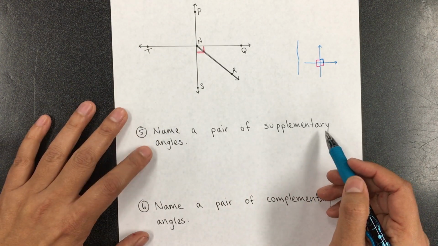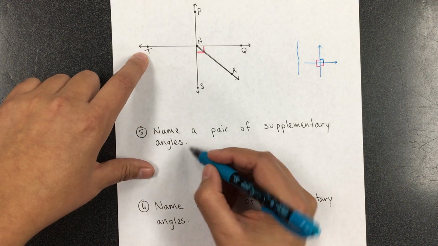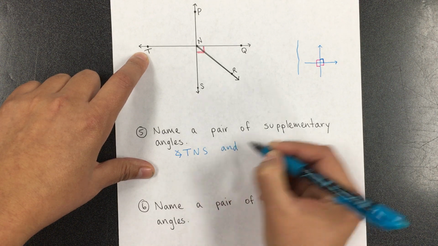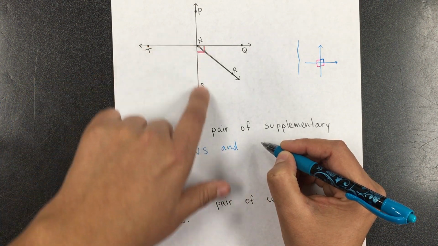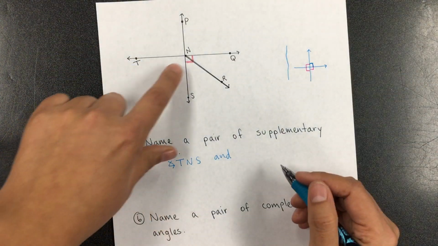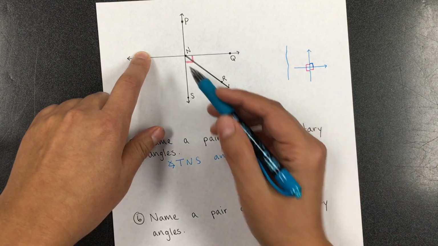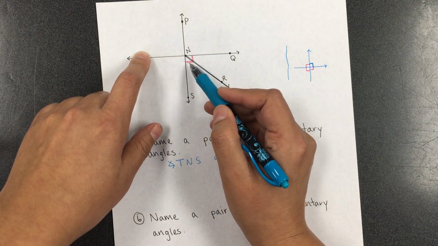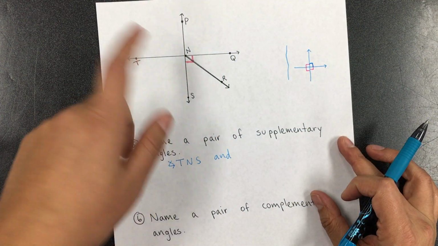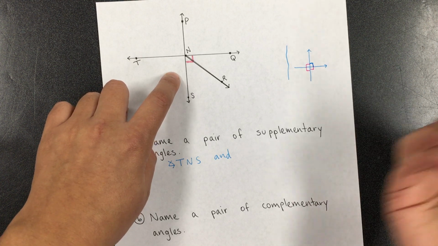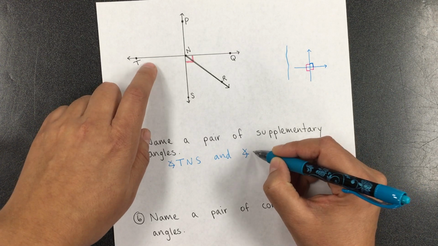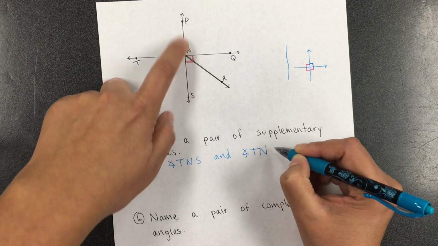So it says name a pair of supplementary angles. We can say angle TNS and angle, so TNS refers to this angle right here, opening that way. And that is supplementary to, basically, since we all know that that's all 90 degrees, any of these other angles that are 90 degrees are a supplement to this angle. But just to make sure, we're just going to put the one right next to it. So angle T and P.